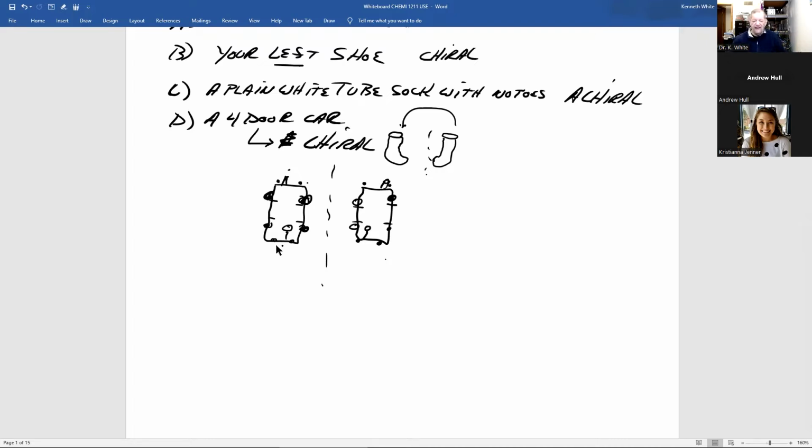Now, interesting thing, if you look here, the steering wheel is on the left side of the car if you're in the front. Whereas if you're standing in the front of a car and look at an American car, it's on the right.